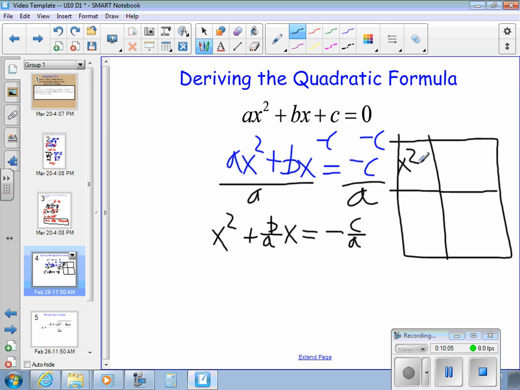So I'm going to take this middle term and I'm going to cut it in half. I'm going to divide it by 2. I'm going to multiply it by 1/2. So I'm going to put a 2 into the bottom of my fraction here. So I'm going to get b over 2a x. I'm going to put that in both of these.